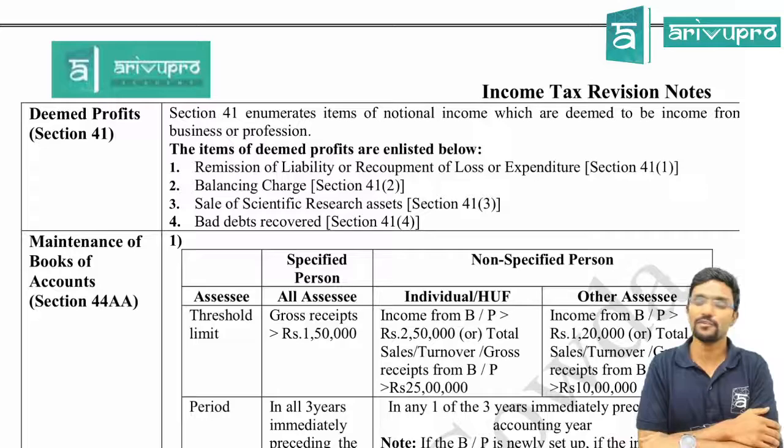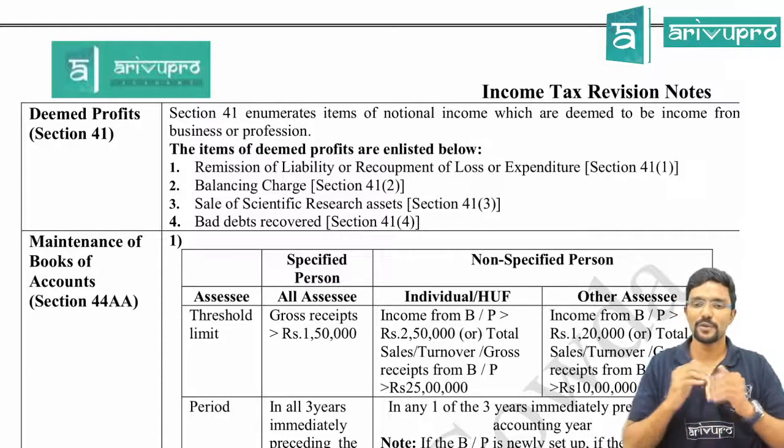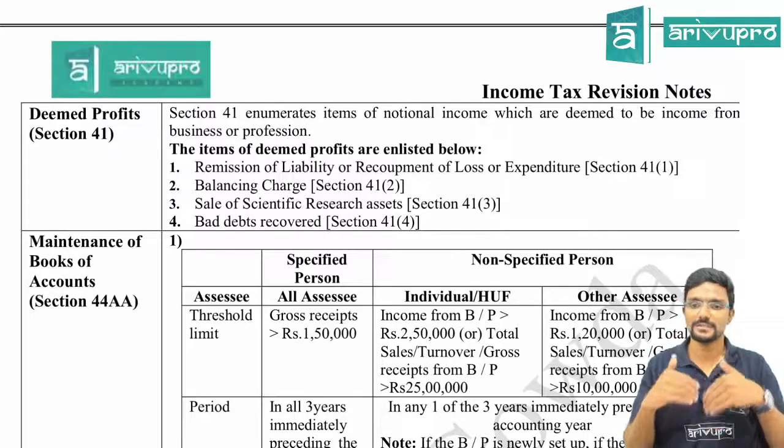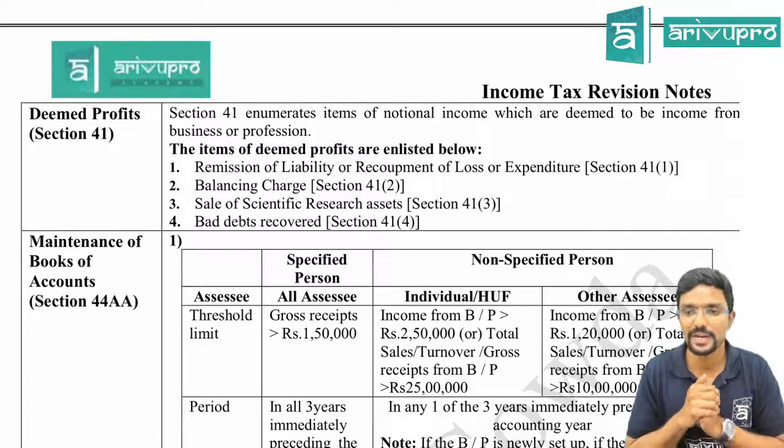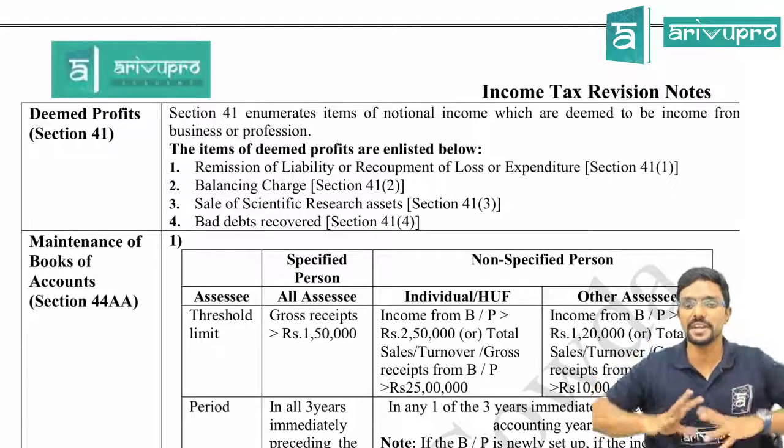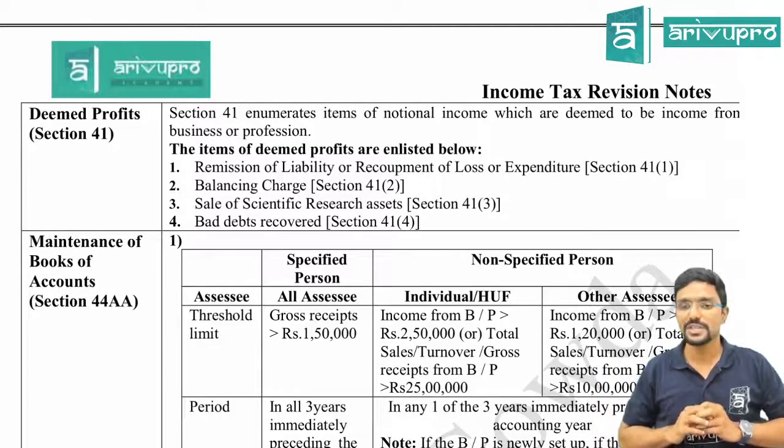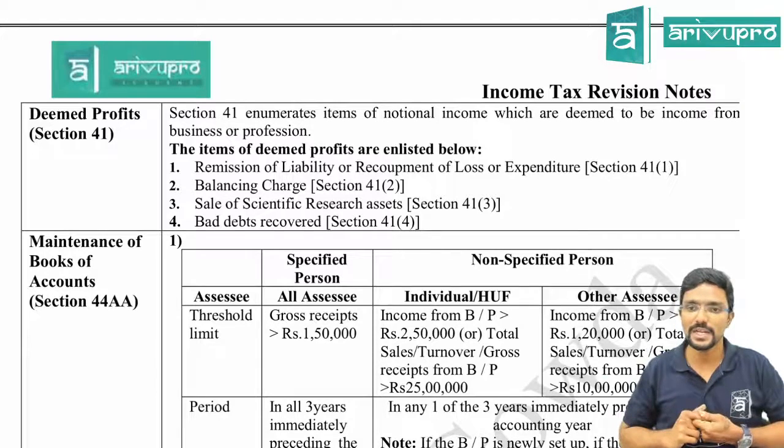So what are those items? 4 items are covered. Remission of liability or recoupment of loss or expenditure. Assume in the past year I had provided for any liability or I had debited any expenses to my P&L account, but in this year I am recovering it. In that case it is considered as deemed profit under section 41(1).